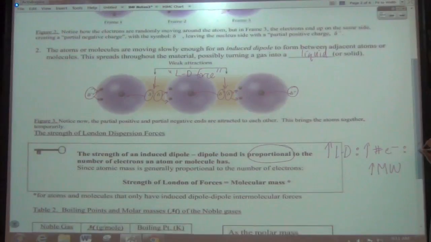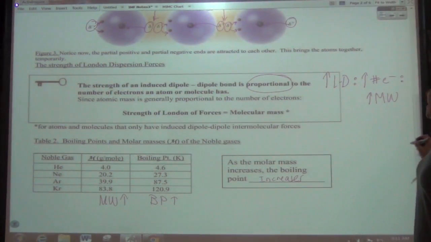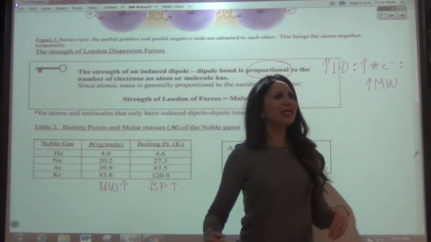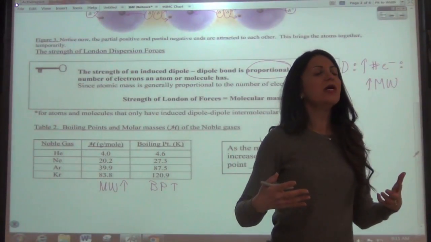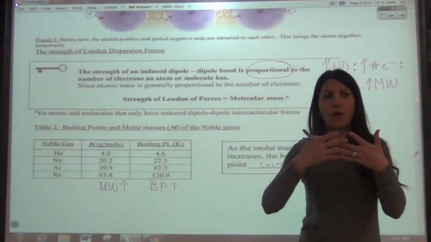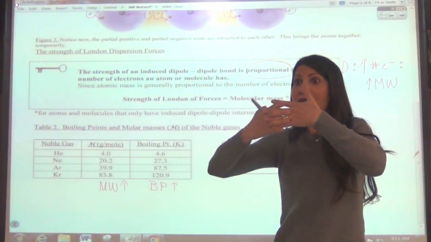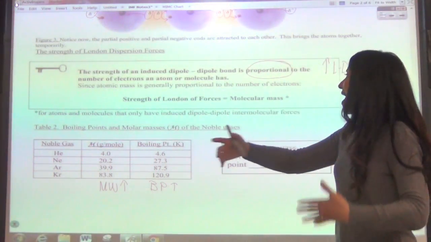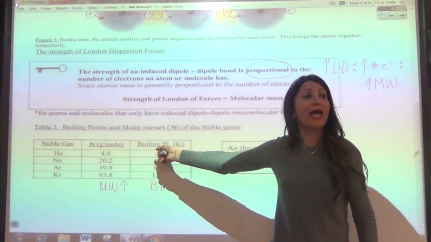And what we had ended up talking about was the fact that as your molar mass increased, it really is the number of electrons that you have, the London dispersion force actually increased as well. There was a stronger force between the molecules. And if you have a stronger force, then the molecules are held more tightly, and it's harder to get them to separate and boil.